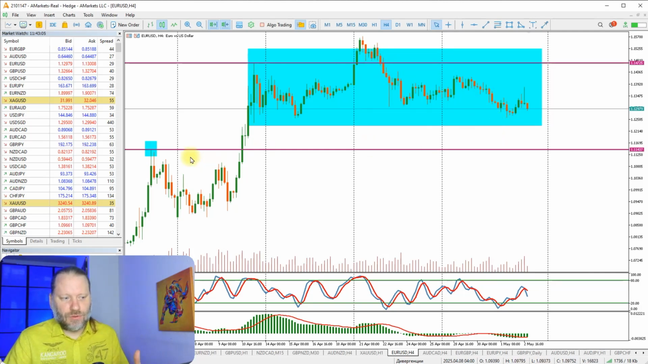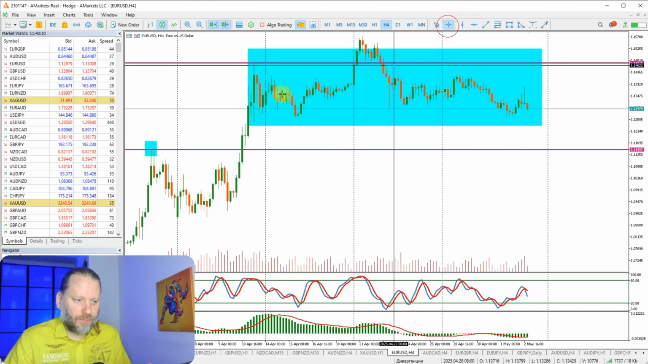As for manual trading, as I have already said in previous issues, look, I expect the price to go down to the mirror support line.